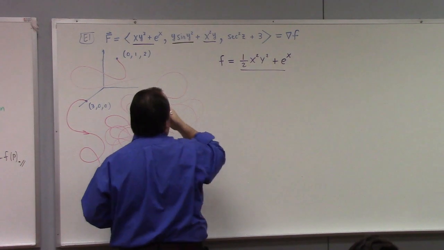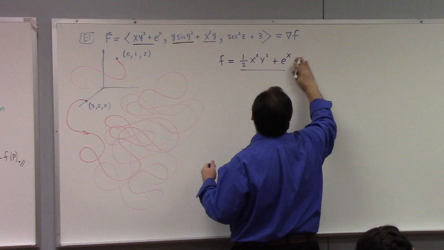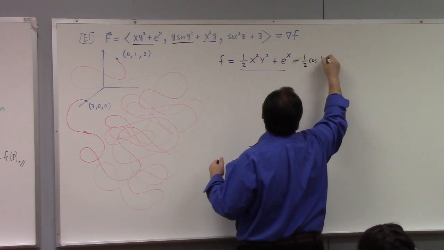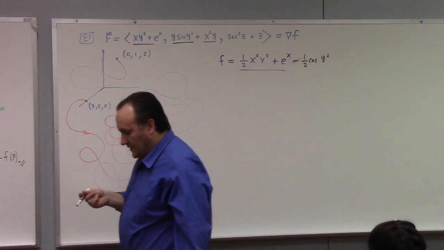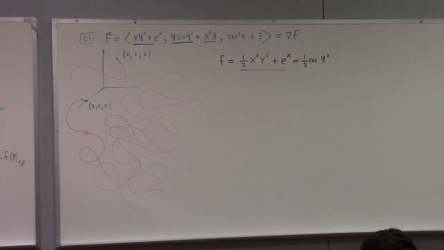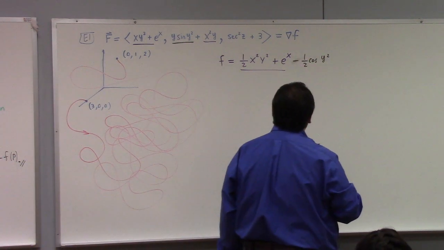How about this piece? Well, that's a u substitution. I can add plus 1/2, well, excuse me, minus 1/2 cosine of y squared. Differentiate that thing. You get a minus sine of y squared times the derivative of y squared, which is 2y. The 2y cancels the 1/2, gives you y. Minus and minus gives you plus. You get back your y sine y squared term. Hooray. So we're done with that.